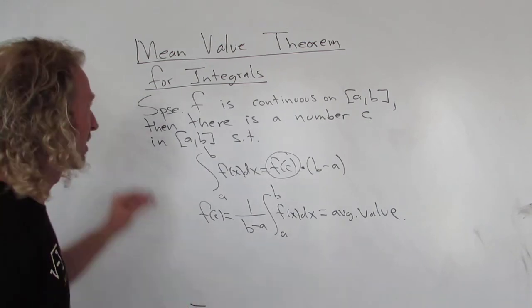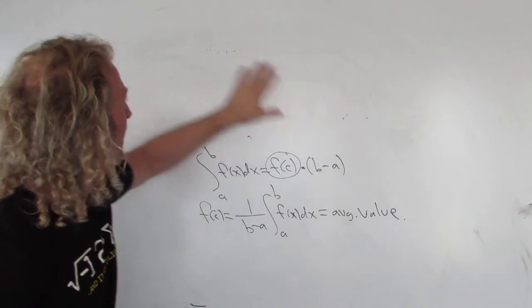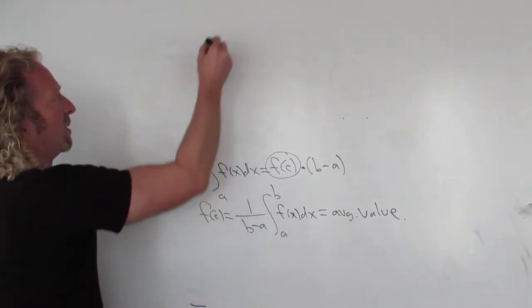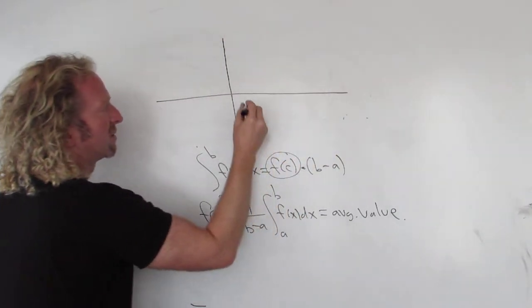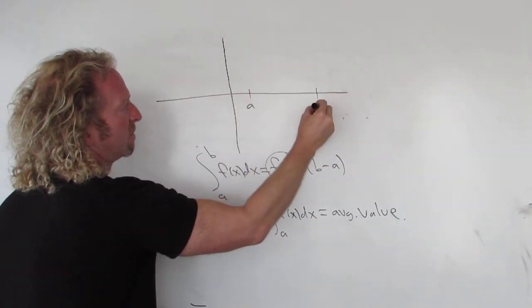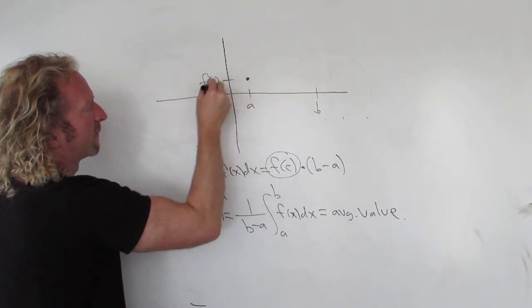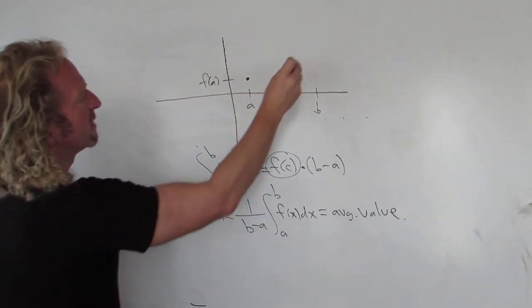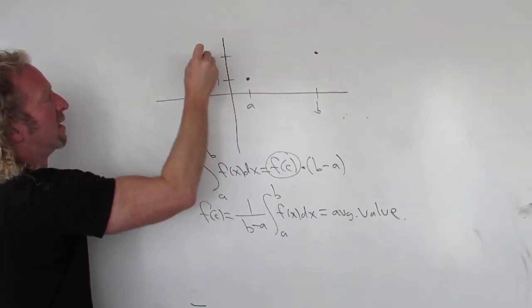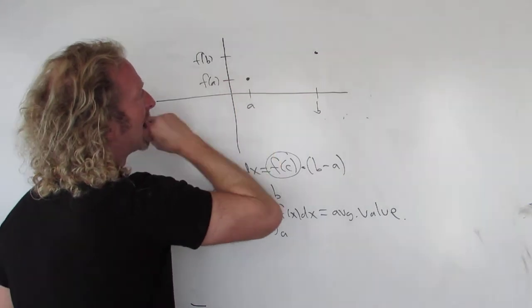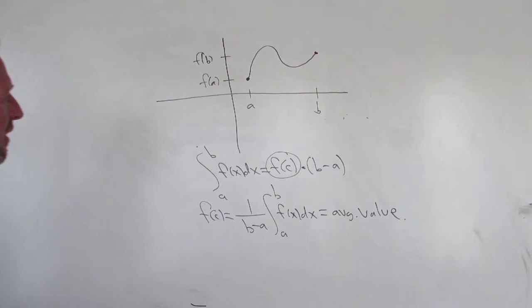It's really interesting. So I'm going to erase this because we don't need it anymore, and I'll draw the picture up here. This will be our y-axis, and this will be our x-axis. Here's a, and here's b. I'm going to be careful here. This is f of a, and maybe here, this is f of b. And then maybe draw it like this. There we go, there's our function.